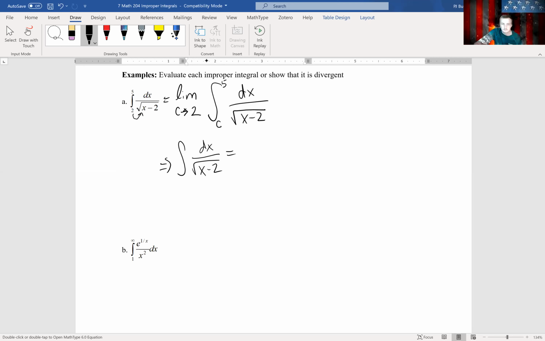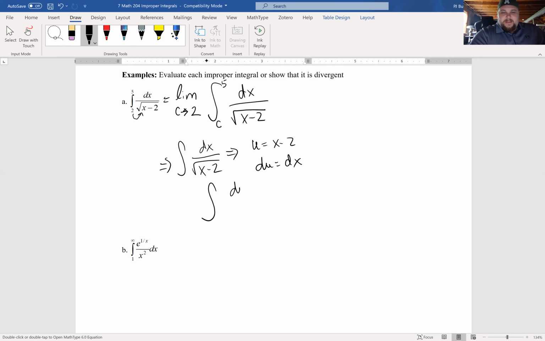U sub, make u equal to x minus 2. Okay, so let's let u equal x minus 2. du is going to be dx, right? So then this integral is du over the square root of u, which is u to the minus 1/2.